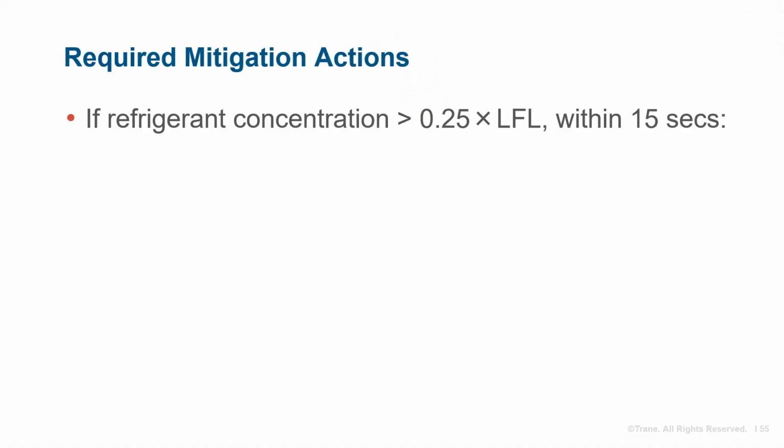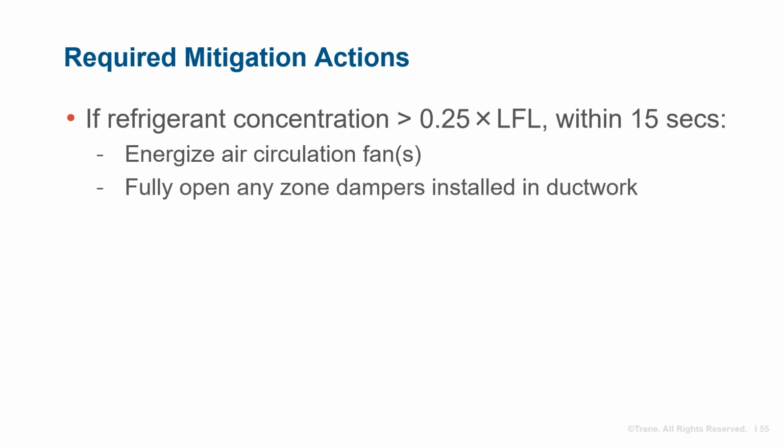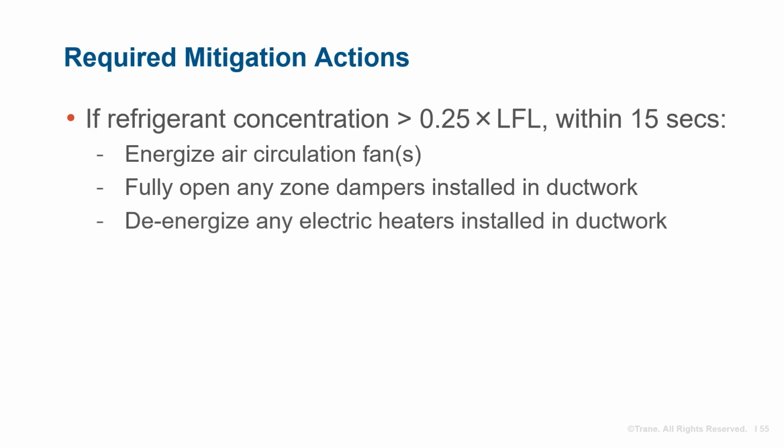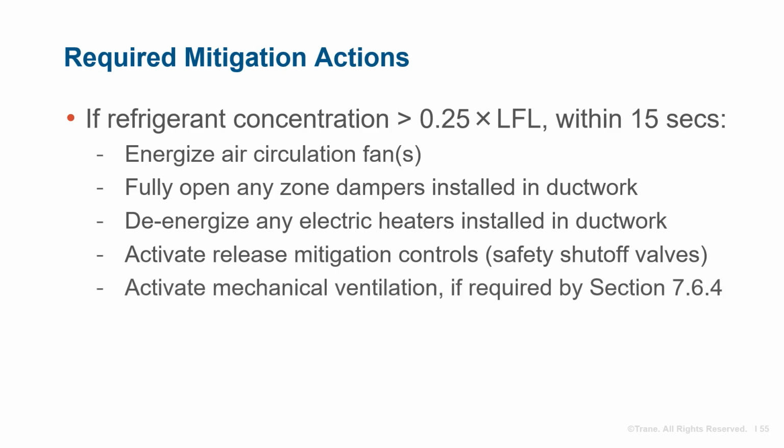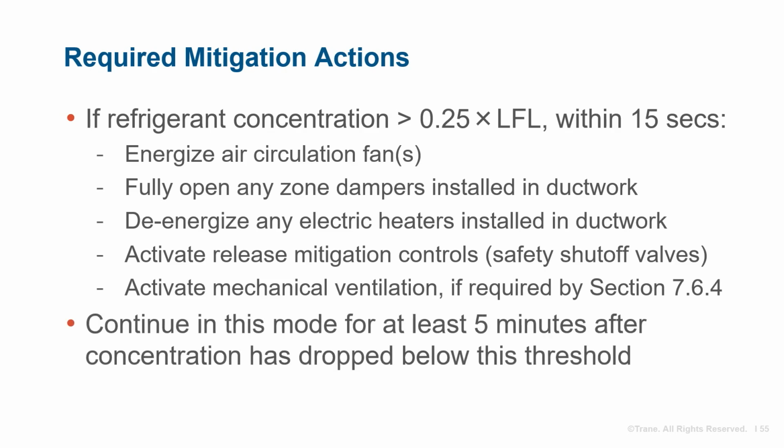Once the refrigerant detection system generates the output signal, the following mitigations must occur within 15 seconds. The system will simultaneously energize the air circulation fan in the equipment, while opening any zone dampers to their maximum airflow set points. Any electric resistance heaters or other potential heat sources must be deactivated. If installed, the system will activate release mitigation controls like safety shutoff valves to minimize the releasable charge. If it is required, the system will also activate mechanical ventilation. These actions must continue for at least 5 minutes after the refrigerant concentration has dropped below the mandated threshold.